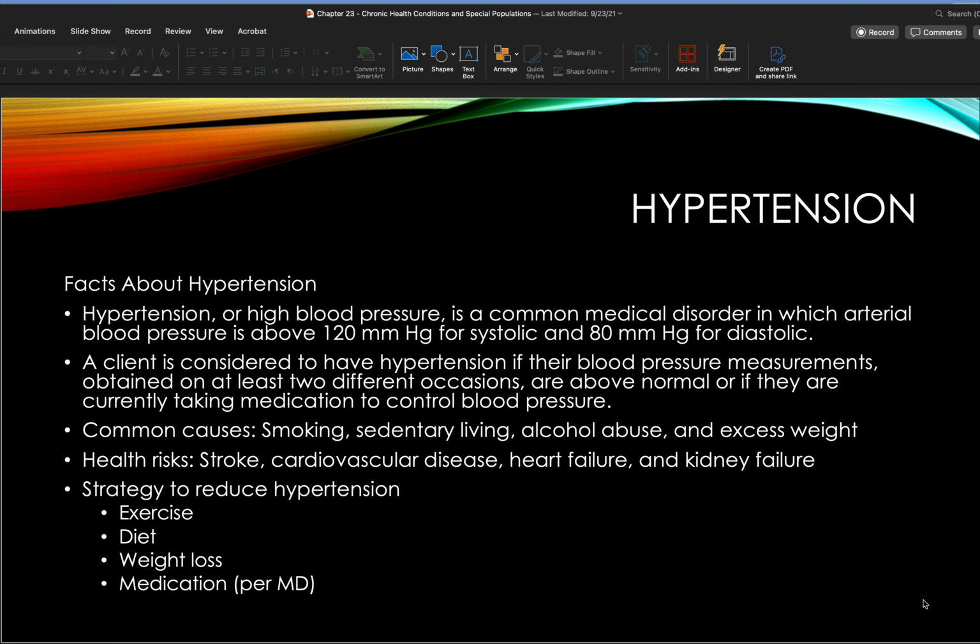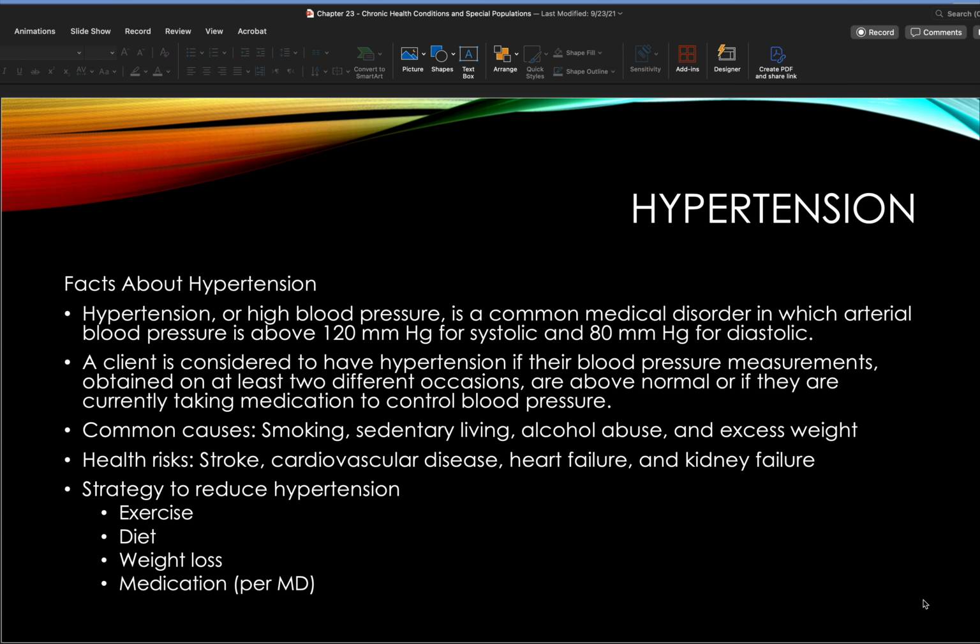Hypertension, high blood pressure. 120/80 is that norm, but understand that 115/75 is the clinical norm. But 120/80 is that pattern. We have to be careful of individuals with hypertension because excessive pressure can cause changes and get people to pass out. So what are common causes? Smoking, sedentary lifestyle, alcohol abuse, excessive weight. There you go, again, how obesity can cause secondary concerns.